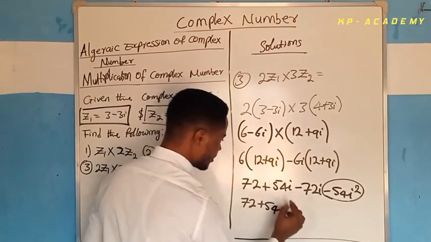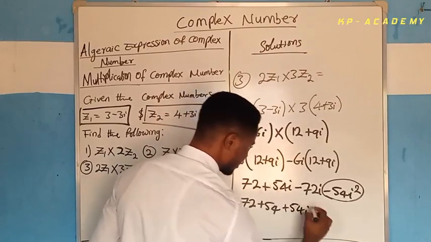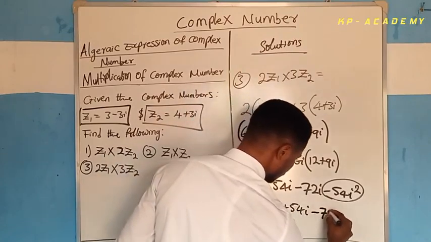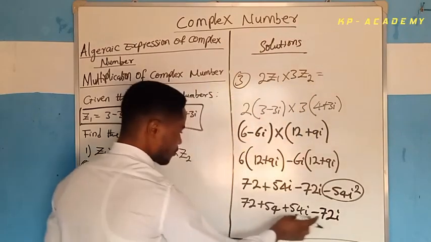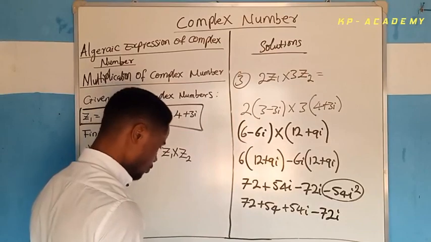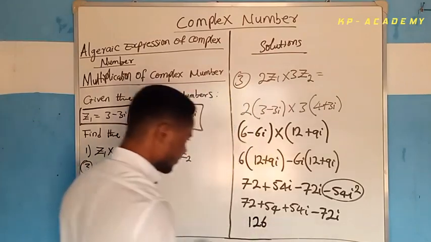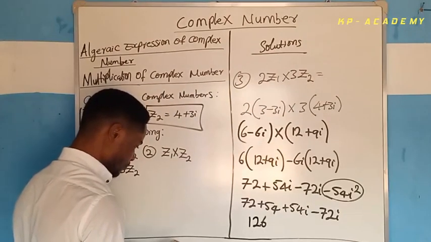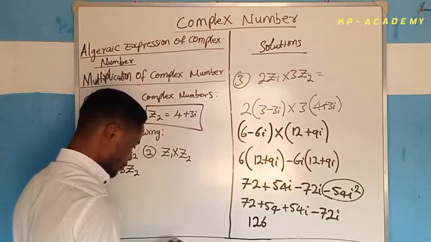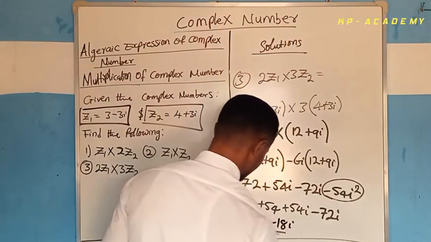So it will come here as 72 plus 54, then I will have plus 54i, which is this, then minus 72i. This is what I have. Evaluating further, 72 plus 54 will give me 126, and 54i minus 72i will give me minus 18i. And this is my answer.